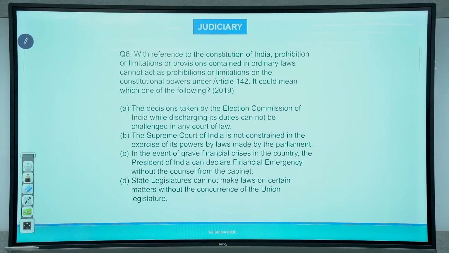Okay. Decisions taken by Election Commission of India while discharging its duties cannot be challenged in any court of law. Supreme Court of India is not constrained in the exercise of its powers made by the Parliament. In the event of grave financial crisis, the President of India can declare financial emergency without the counsel from the cabinet. State legislatures cannot make laws on certain matters without the concurrence of the union legislature.